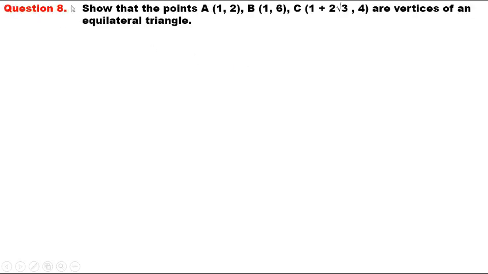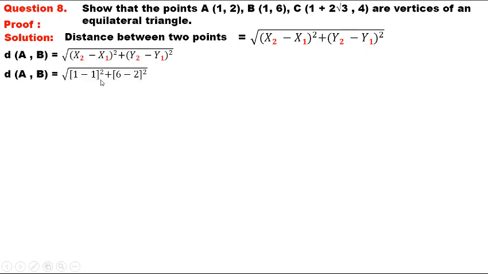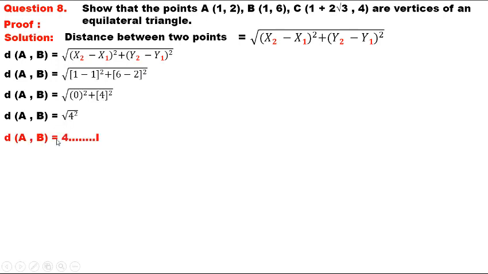Question 8. Show that the points A, B, C are the vertices of an equilateral triangle. Distance between two points is equal to under root of (x2 minus x1) square plus (y2 minus y1) square. Distance between A and B is equal to under root of (1 minus 1) square plus (6 minus 2) square. Therefore, under root of 0 square plus 4 square is equal to under root of 4 square. Therefore, distance between A and B is equal to 4.